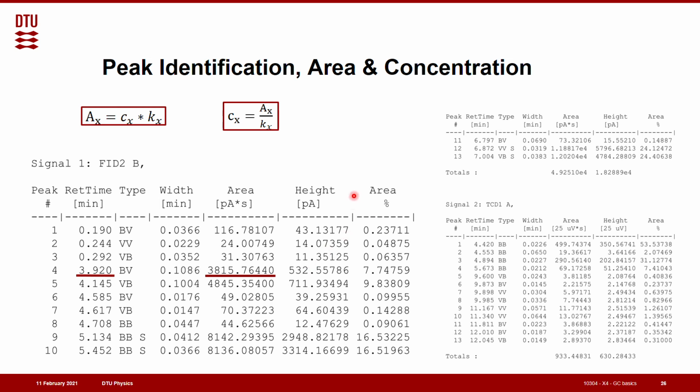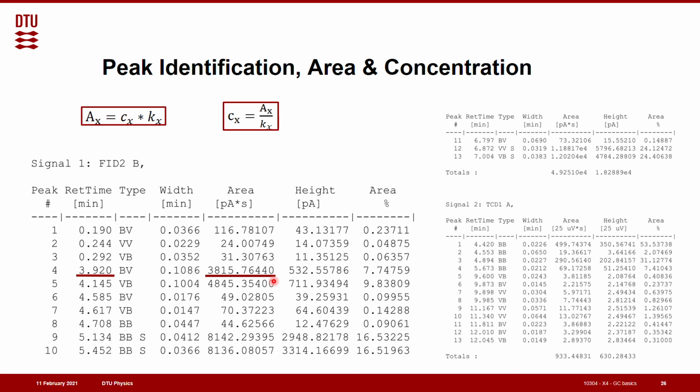So what to do with this list? We want to know three things. First, we want to be able to identify what a certain peak corresponds to, and we then want to read out the area, and then we want to know what is the concentration of that compound in the sample.